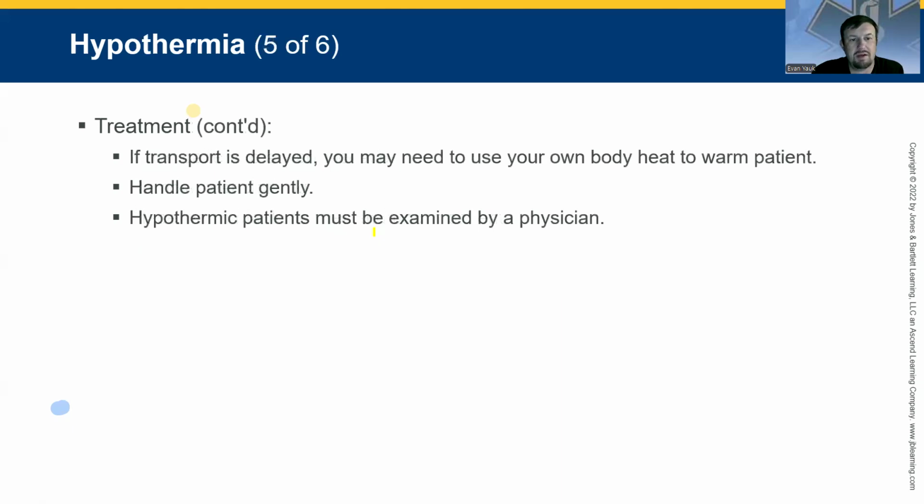So treatment, if transport's delayed, you may need to use your own body to heat that patient up. Handle the patient gently. This is another example of we don't want them walking. We don't want to roll them a whole bunch, because if we have those frozen crystals within our tissues, we don't want to be slicing up tissue. Hypothermic patients must be examined by a physician.